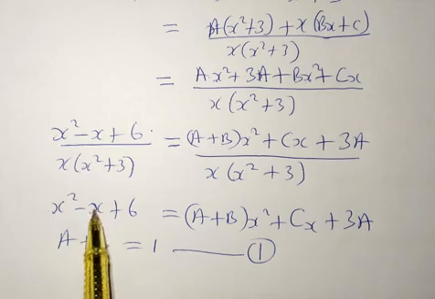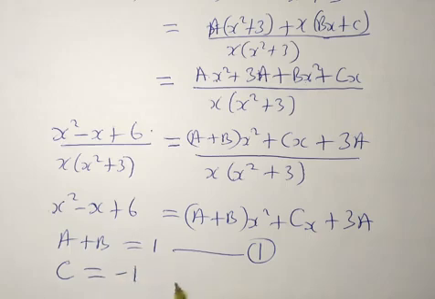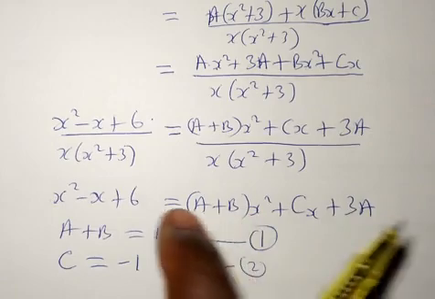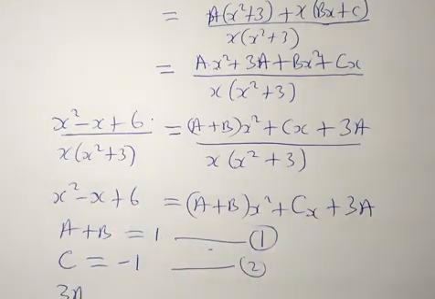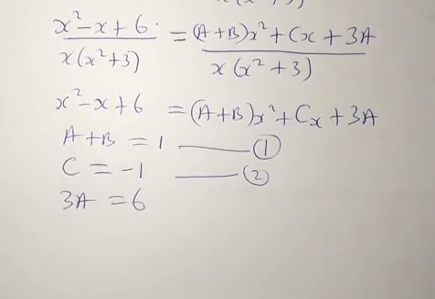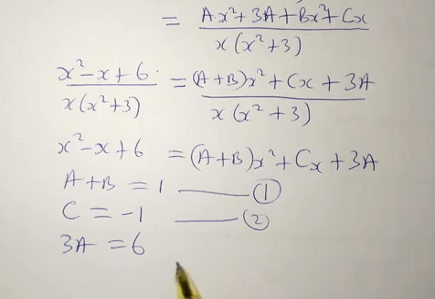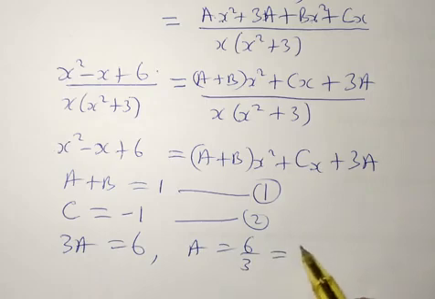Then by this one also, the coefficient of x here is minus 1. The coefficient of x here is C. So it means that C equals minus 1. You can tag it as equation 2. When you check also the constants, we have 3A equals 6. By implication, when we divide both sides by 3, it means that A will be equal to 6 divided by 3, and our A is 2.